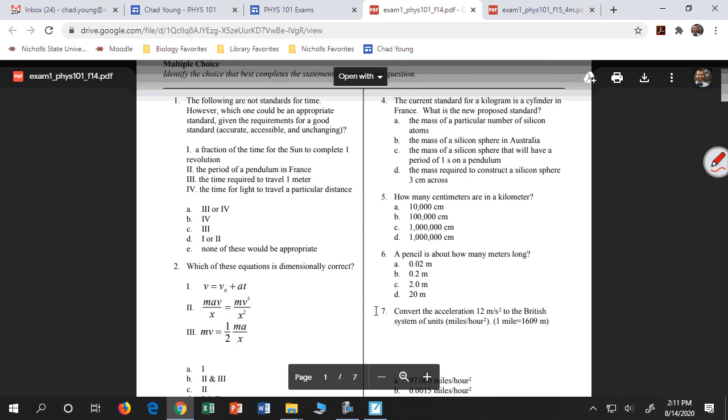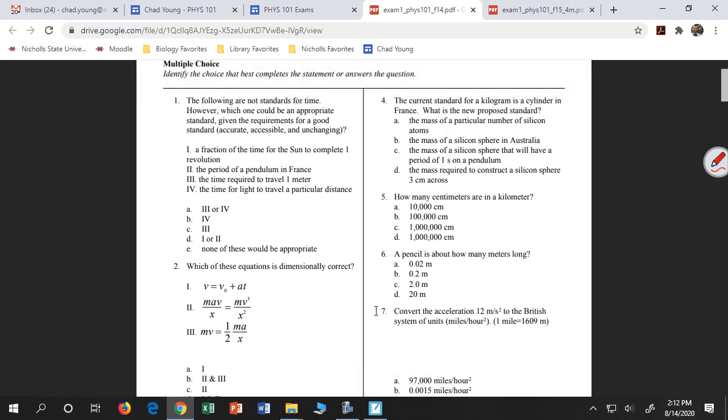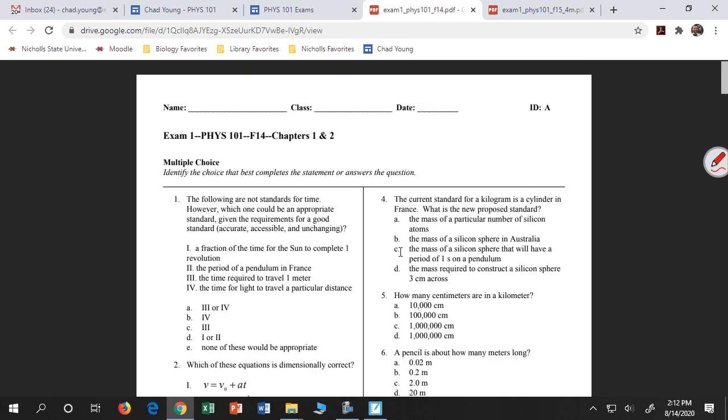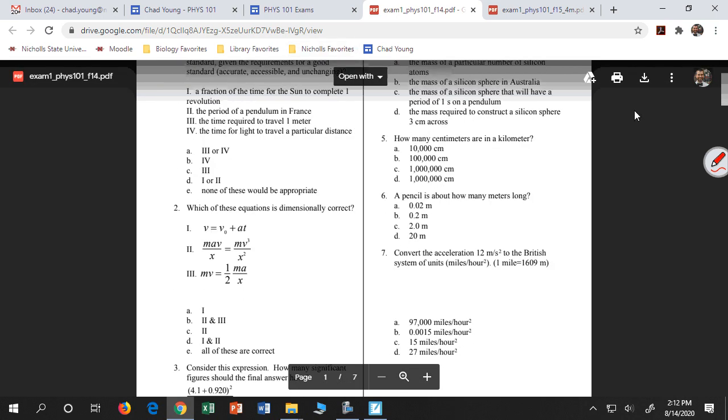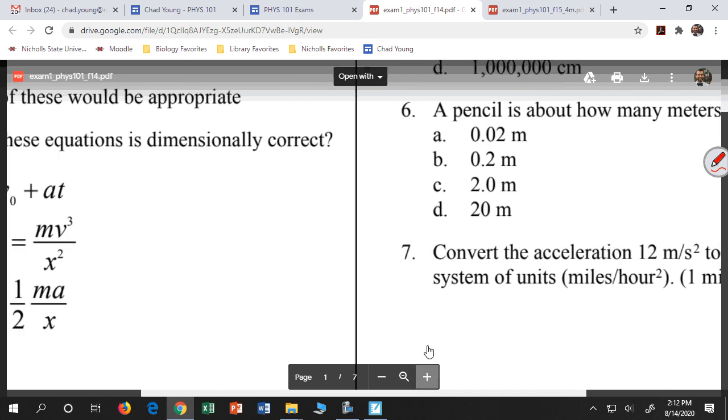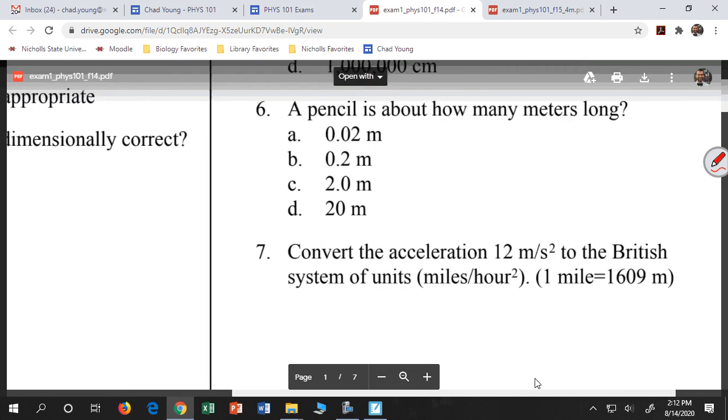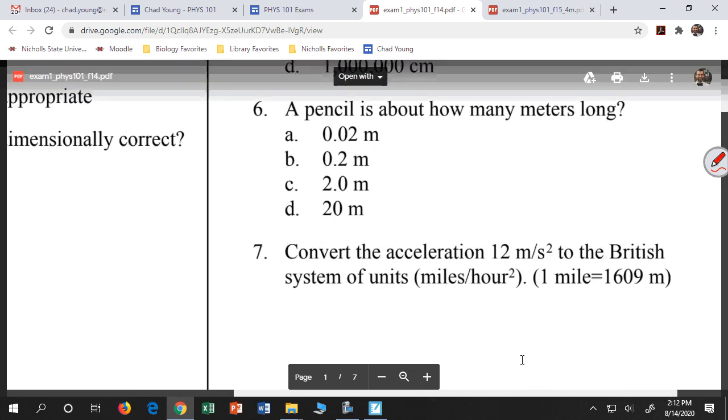Approximations? Yeah, we'll just do 1 or 2, okay? Let's just do number 6. Because number 6 is not only an approximation. Again, this is fall 14. Number 6, exam 1. Number 6 is not only an approximation, but it's also a unit conversion.